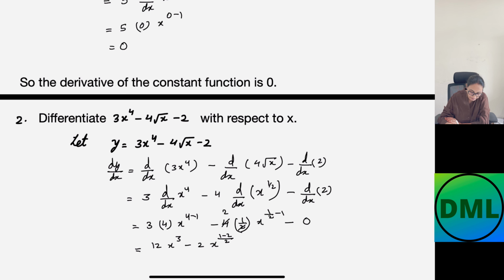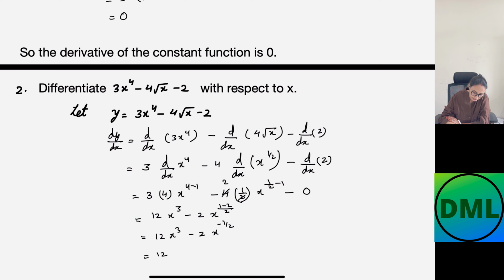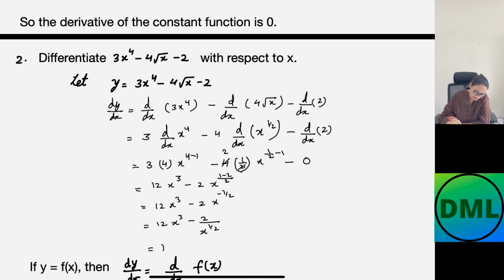This will be written as 12 x to the power 3 minus 2 x to the power minus half. This should be also written as 12 x cube minus 2 over x to the power 1 by 2. We moved it to the denominator to make the power positive. This will be written as 12x cube minus 2 over root x. That will be your derivative of the given function.